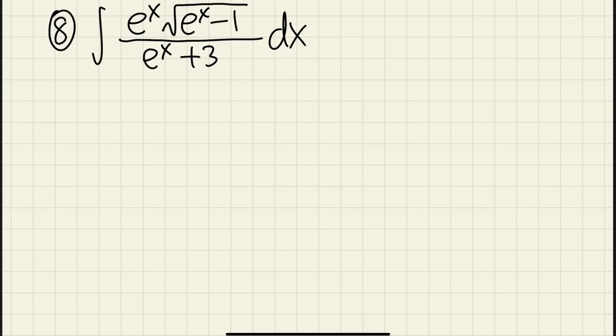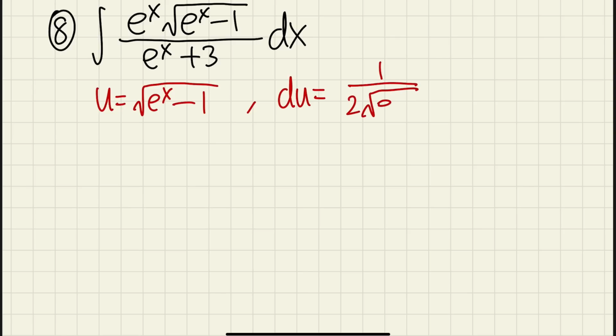Here's a usual strategy. Try u sub, let u equal the whole square root, and then we will see how to go from there, right? Now, put on u and then differentiate that. The derivative of the square root is 1 over 2 square root of e to the x minus 1. And don't forget the chain rule. The derivative of the inside gives us another e to the x.